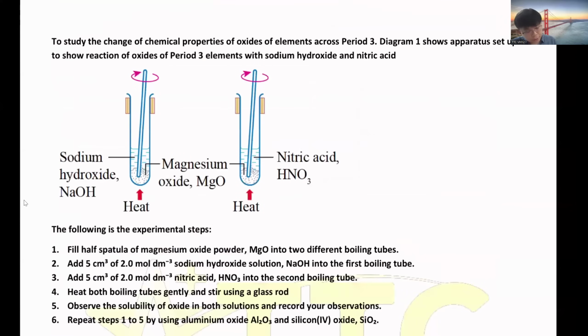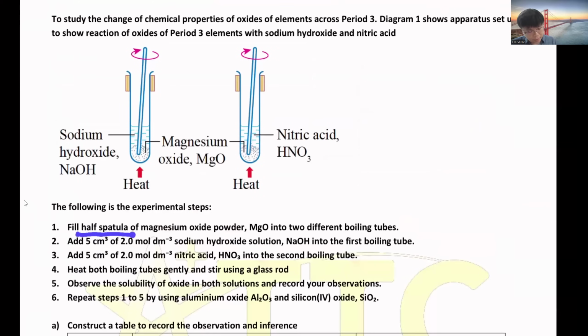They'll give you the procedure: fill half a spatula of magnesium oxide powder into 2 different boiling tubes. Then add 5 cm³ of the sodium hydroxide solution into the first. Then add 5 cm³ of nitric acid into the second boiling tube. Heat both boiling tubes gently. Gently means you don't heat until it boils and splashes out. You just heat it a little bit, slightly warm is enough already. Then after that, observe the solubility.